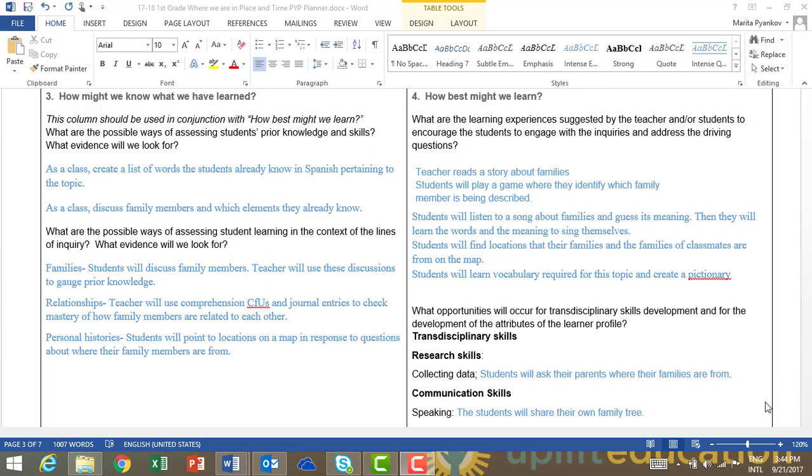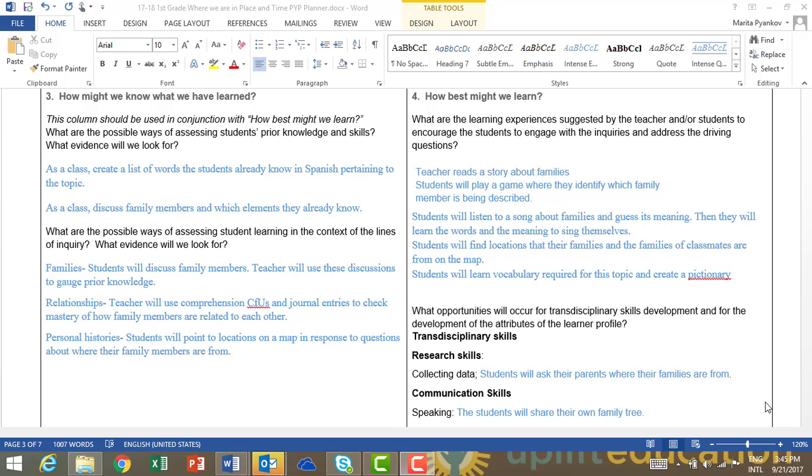Okay, moving on to box 3. One of the things that I struggled with when I first started trying to create unit planners was this box. It helped me when I was told that this box of what are possible ways of assessing student learning in the context of the lines of inquiry, what evidence will we look for. It helped me a lot when someone just told me to copy and paste the lines of inquiry and put them in here so that I can stay focused on what it is that I need to be assessing and what kind of evidence will we look for.